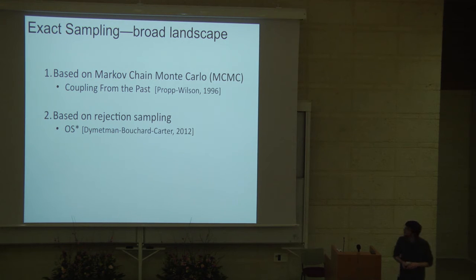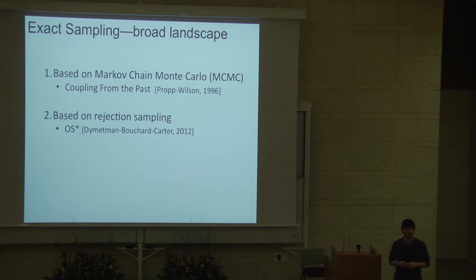Okay, so there's two traditional classes of how to do this. One of them is based on Markov chain Monte Carlo, and there's this idea called coupling from the past. What it basically says is it allows you to simulate a Markov chain starting from all possible starting positions, and then you keep running them until you prove that all of those chains have coalesced into a single configuration. And then at this point, you can guarantee that you have an exact sample.